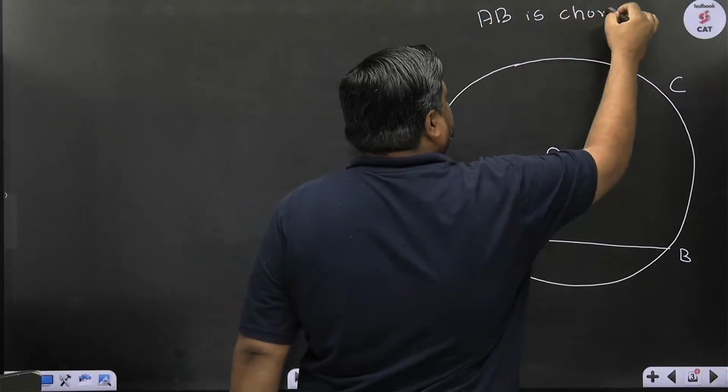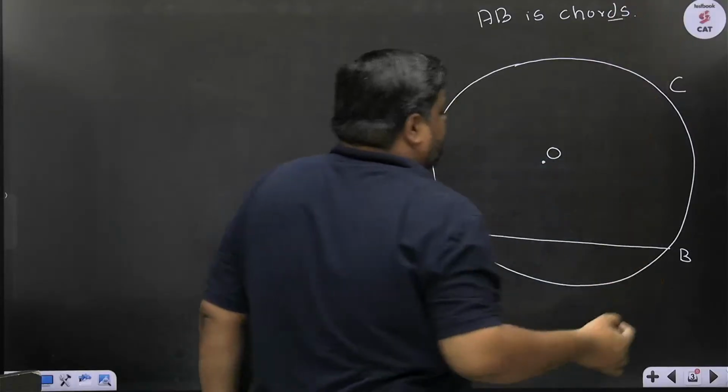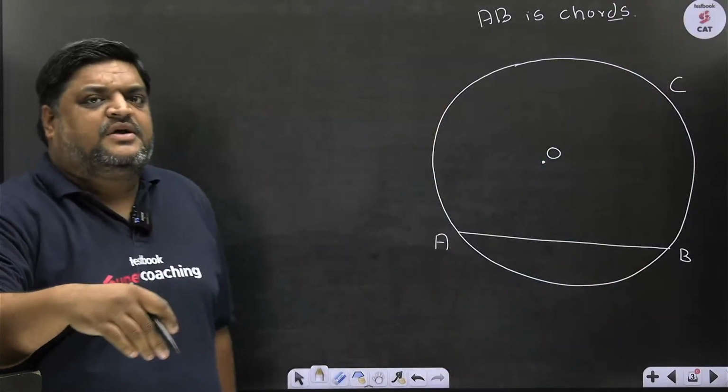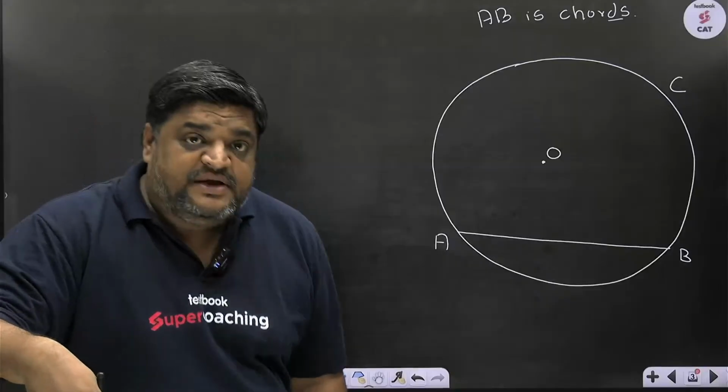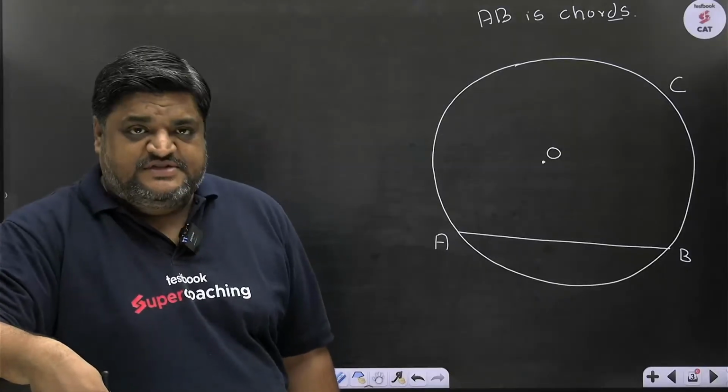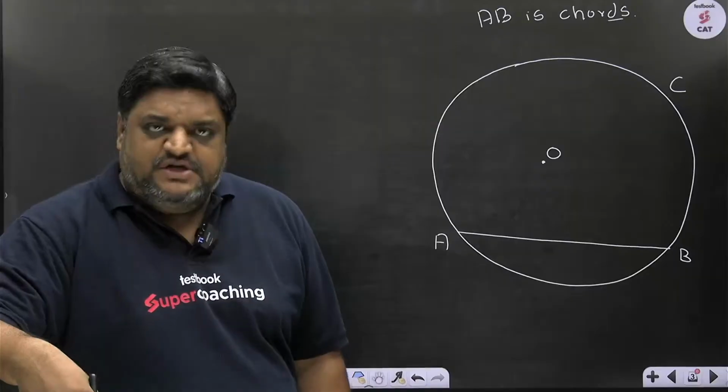Speaking of chords, which is the largest chord of a circle? Diameter is the largest chord of a circle. Yes, diameter is a chord, right?